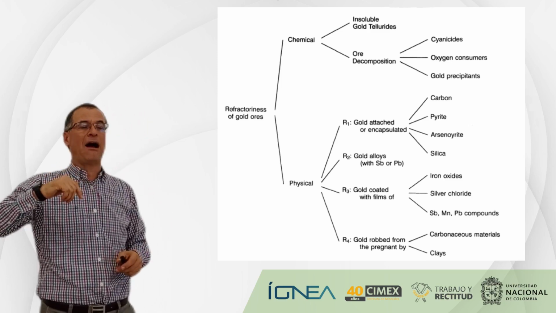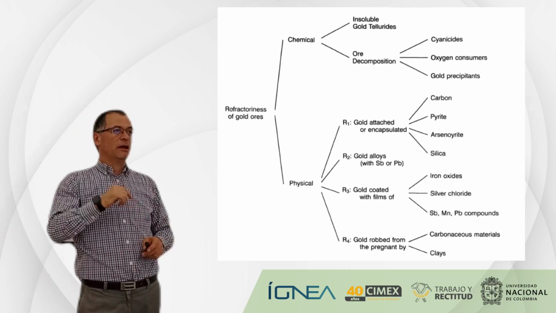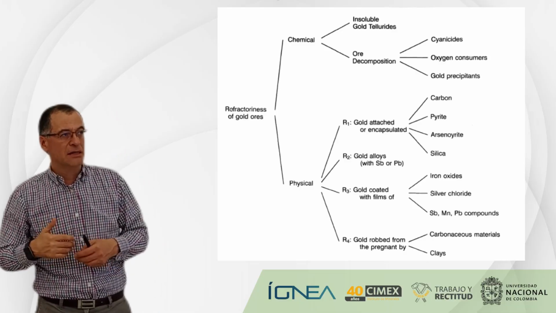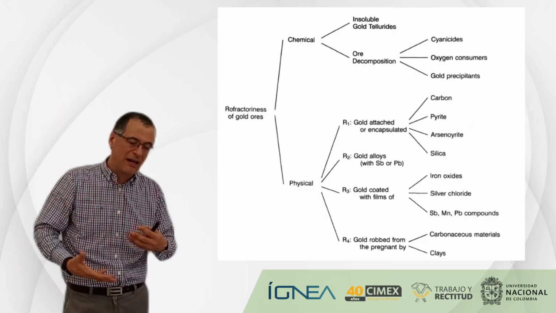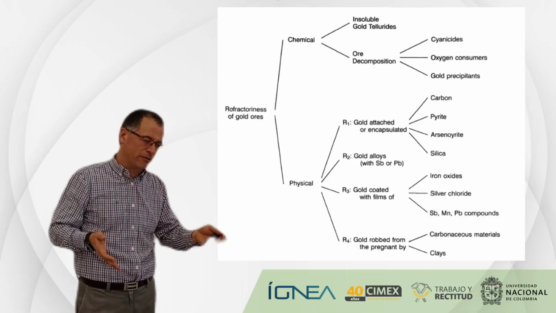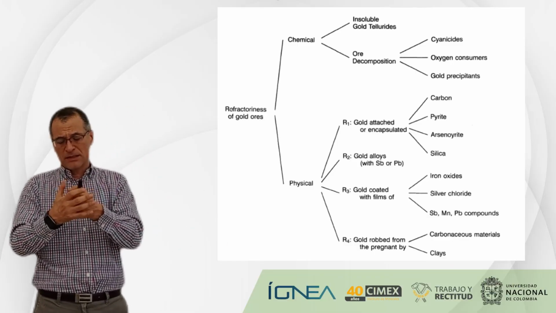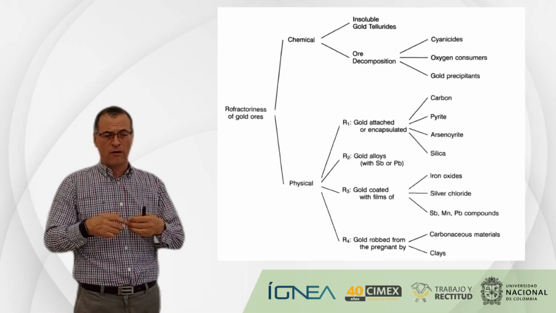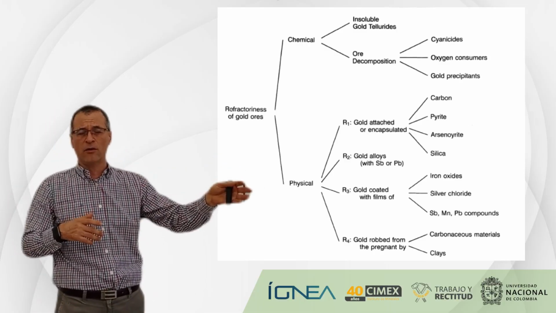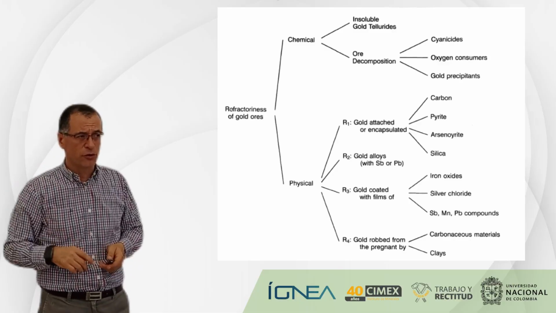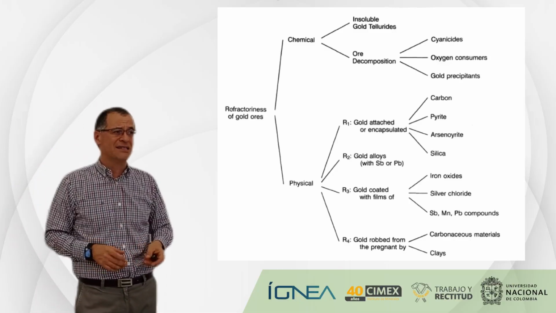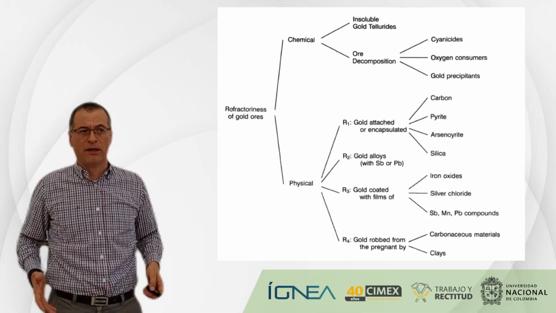But we could have chemical refractory. Chemical refractory is when you have some special elements like tellurium, where the gold is mixed or in a compound with tellurium, named tellurides, as I told you at the beginning of the class. But you have to avoid that.